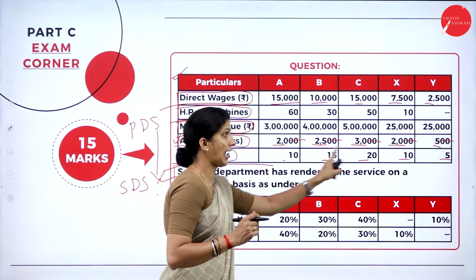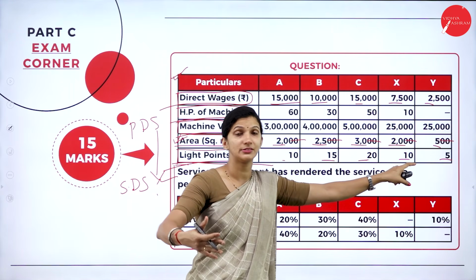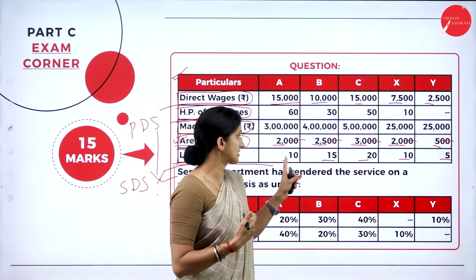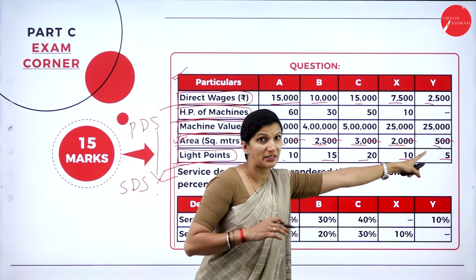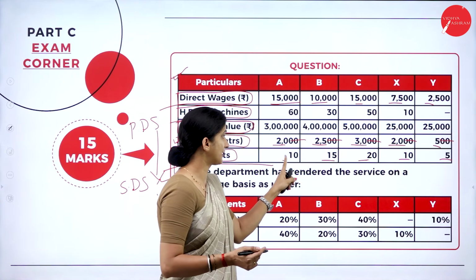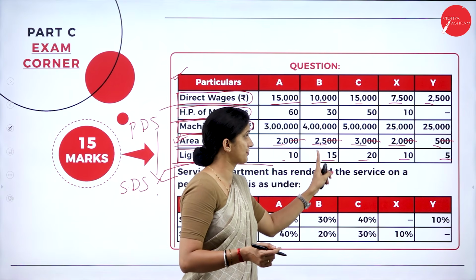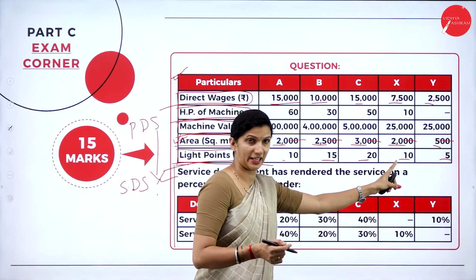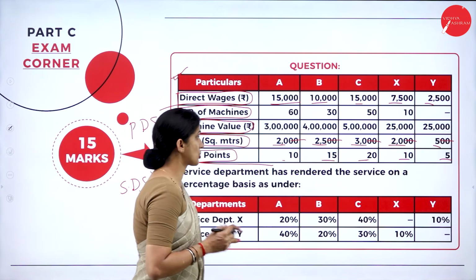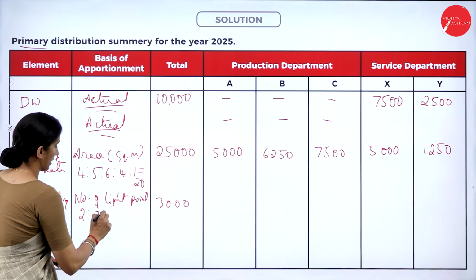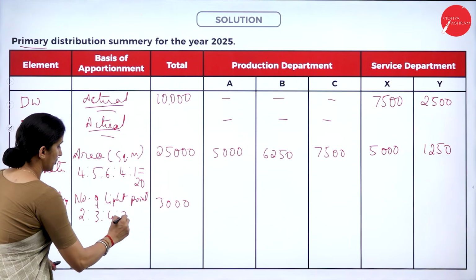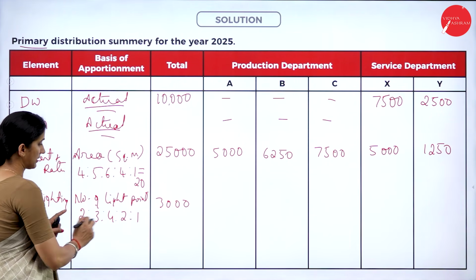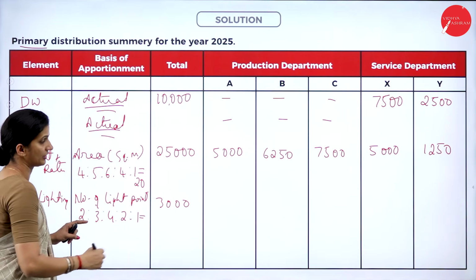So we can take it as it is, or again we can simplify this one also, since all these values can be divided by 5. So 5 2s are 10, 5 3s are 15, 5 4s are 20, 5 2s are 10, 5 1s are 5. So your ratio will be 2:3:4:2:1. So this 3,000 in this ratio will be allocated to all the departments.